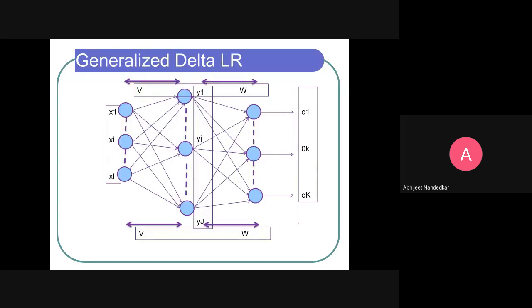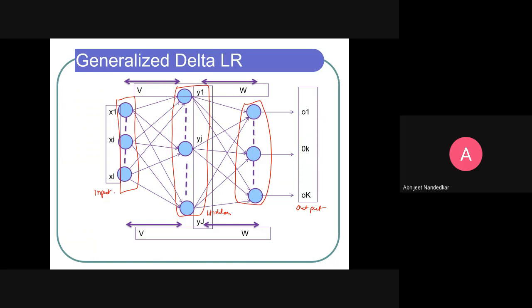So yesterday I said that let us consider a two-layer network. So this is the output layer, this is the hidden layer, and this is the input layer. So this is input, output, and this is hidden.